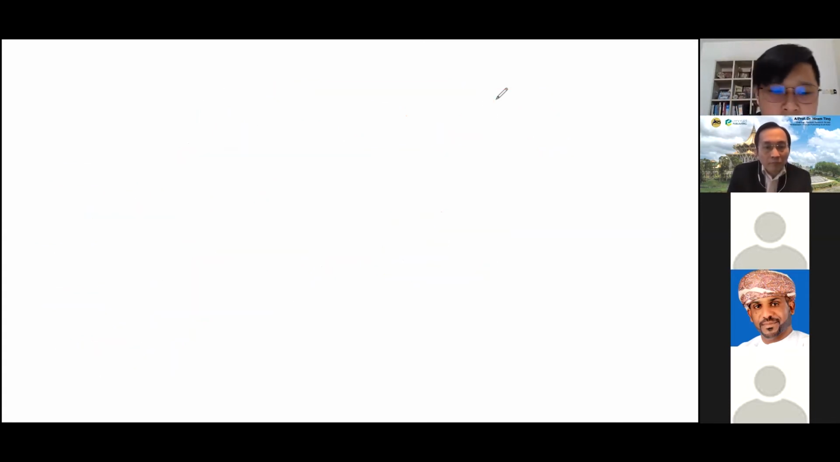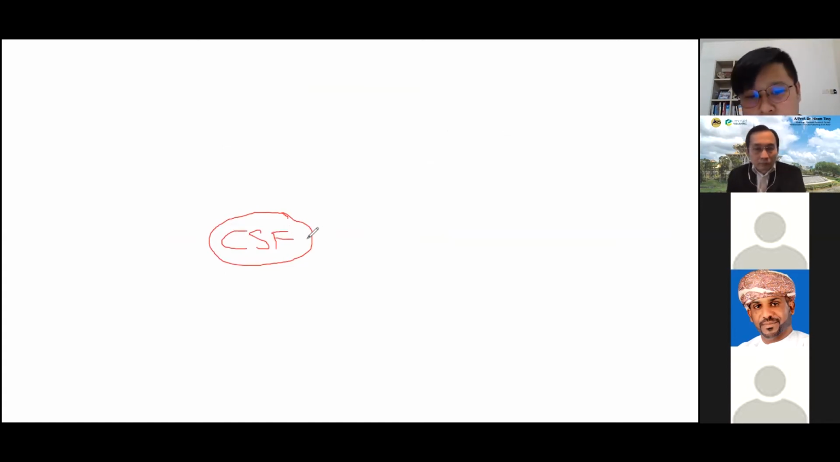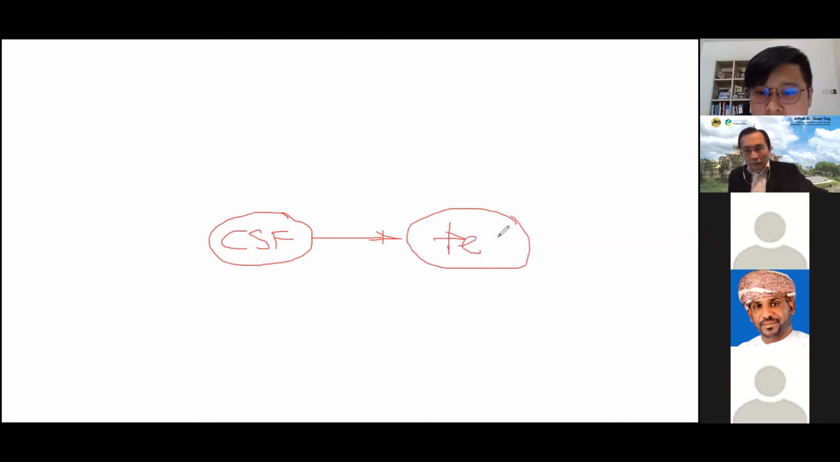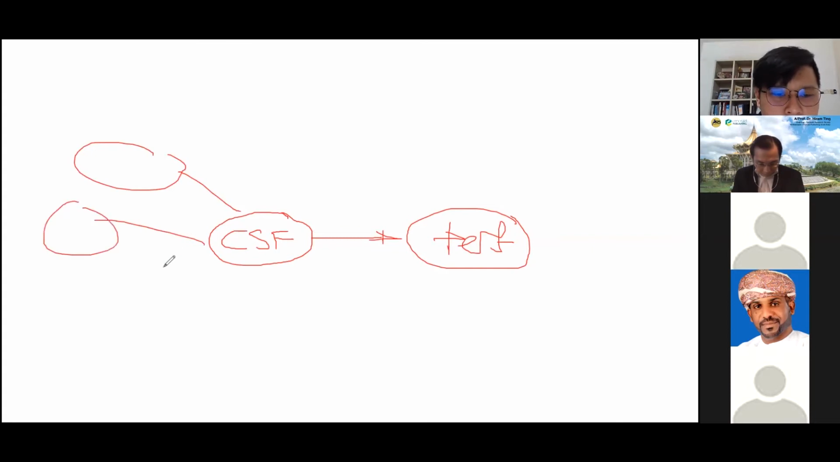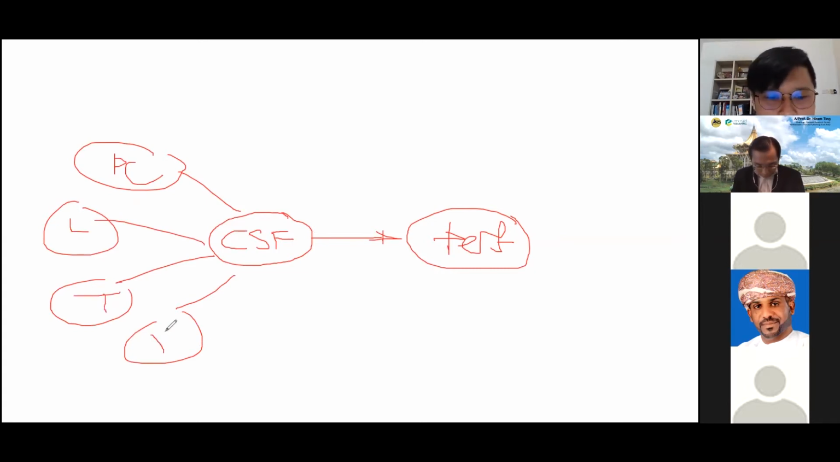The other example, I always use this example by Prof. Ramaya. This example, I also met that student before. There's this construct, some people will name it critical success factor. Critical success factor could lead to performance. Critical success factor could have dimensions of this one, and this one, and this one. For example, we have project champion, leadership, technologies, finance, and so on.